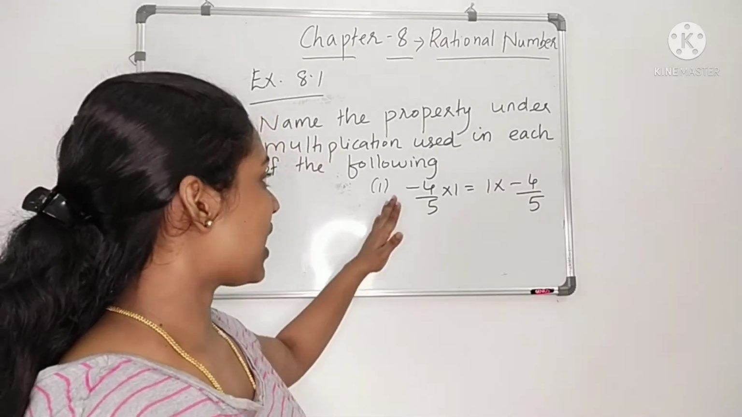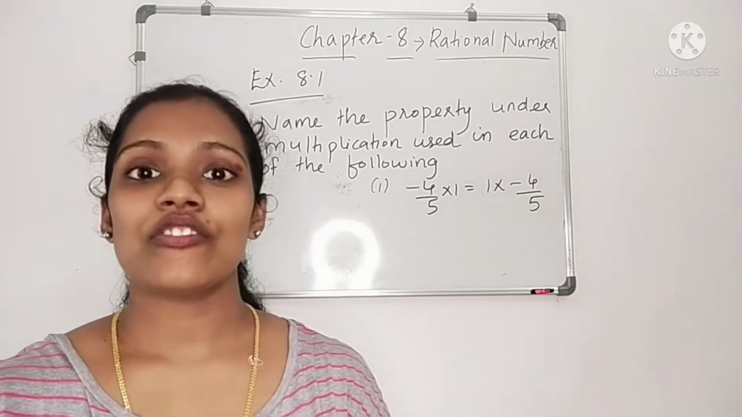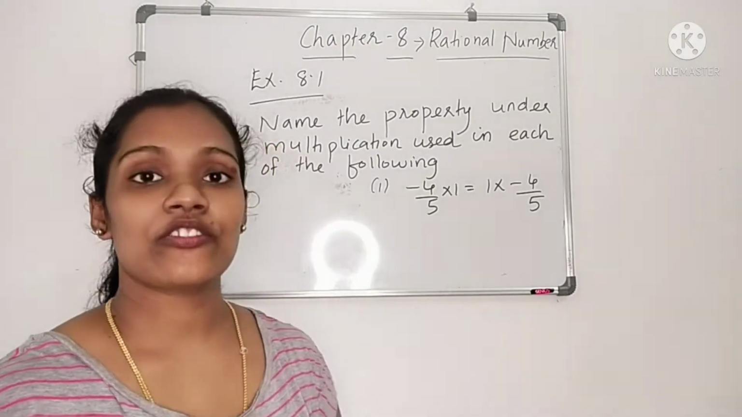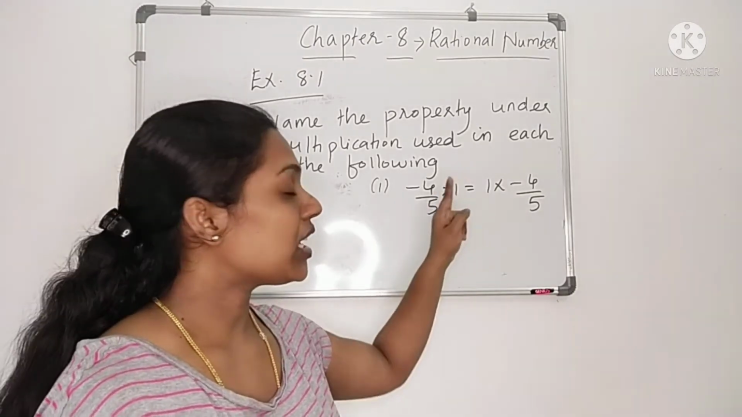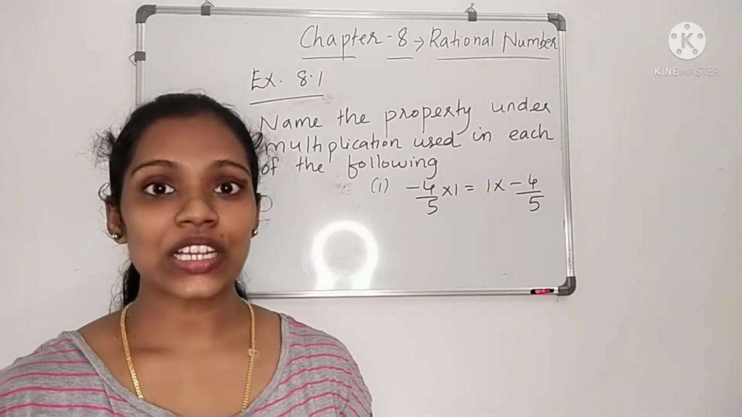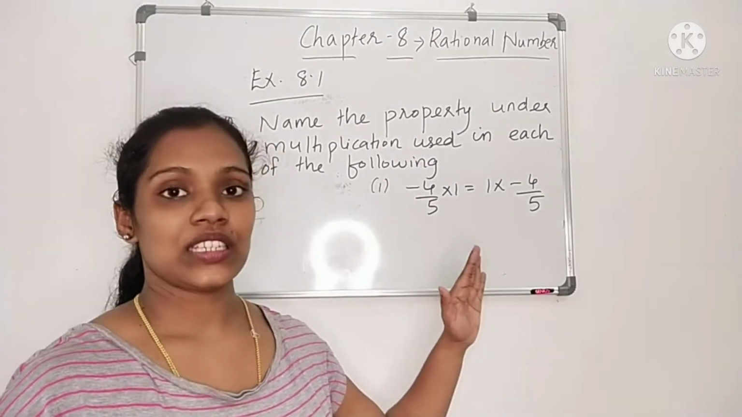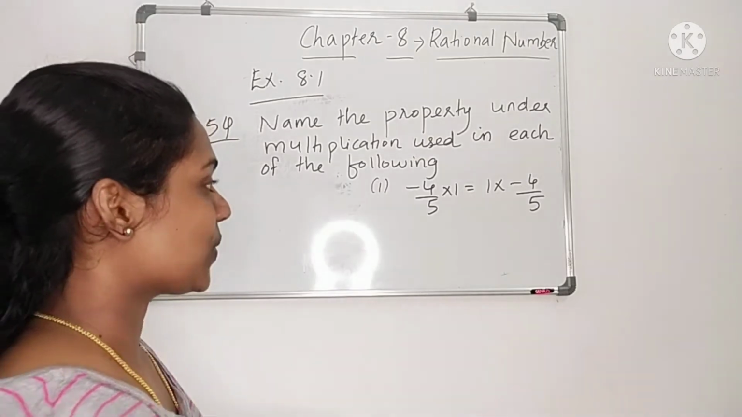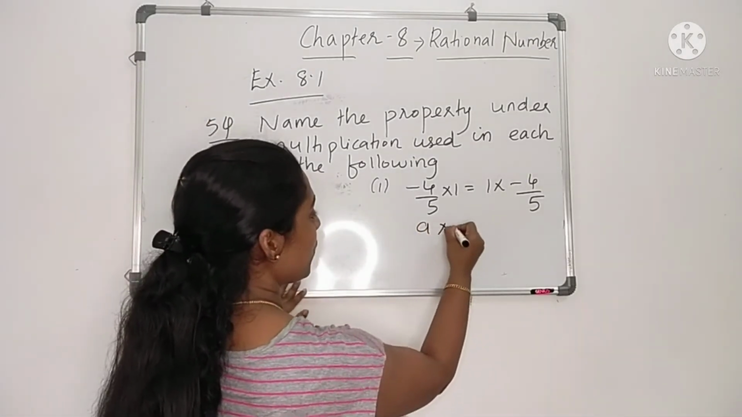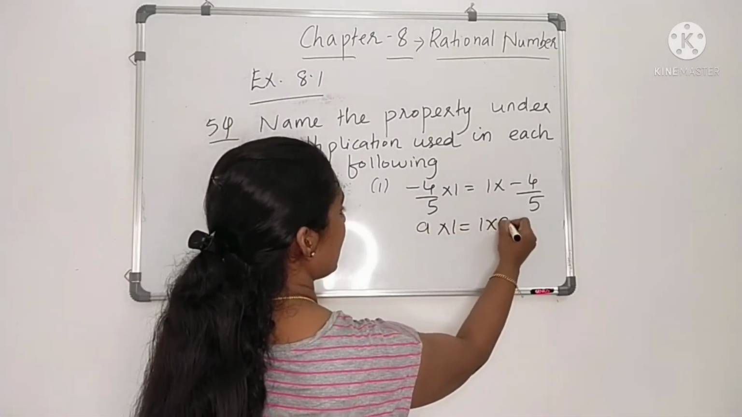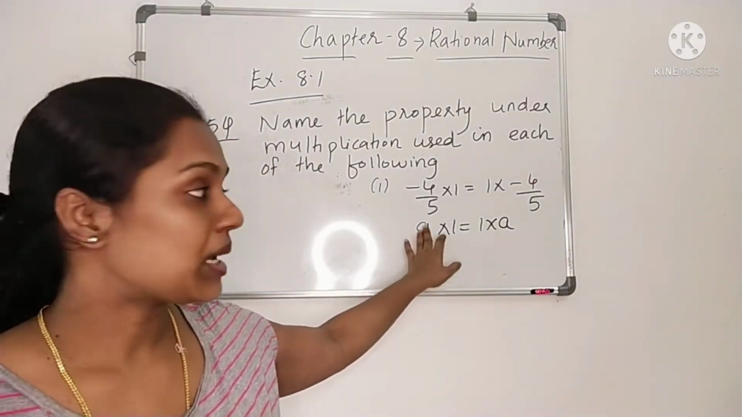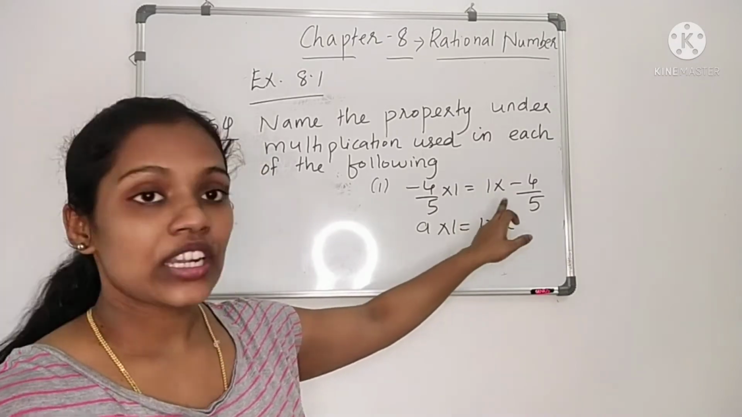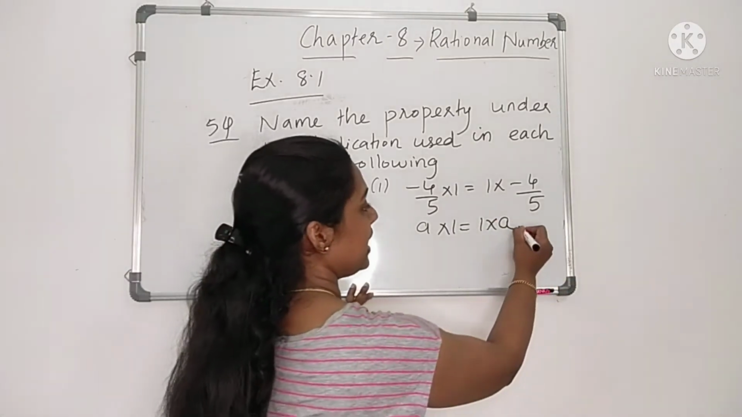Now first we can move on to our first question. Our first question is minus 4 by 5 into 1 equal to 1 into minus 4 by 5. Just see what property is applied here. I can write this question as a into 1 equal to 1 into a, where I have taken minus 4 by 5 as a. So you will get finally a.